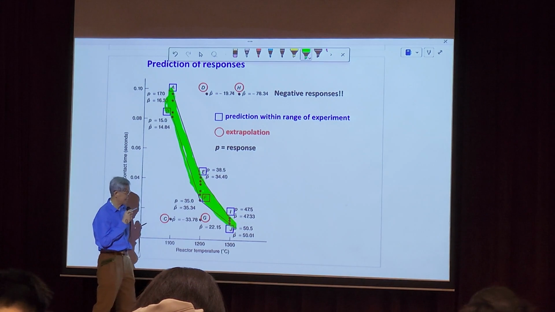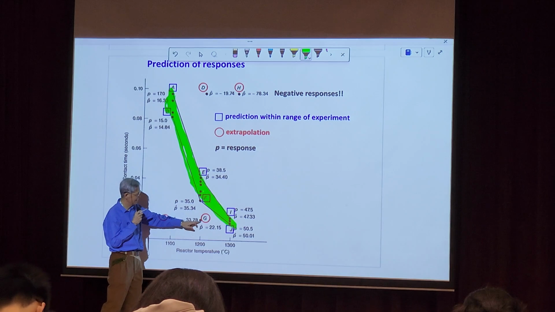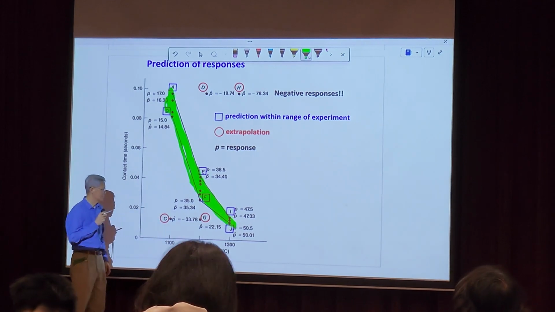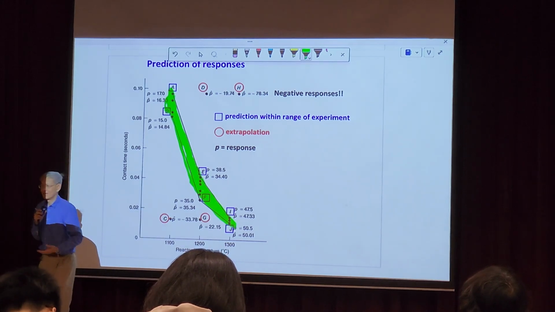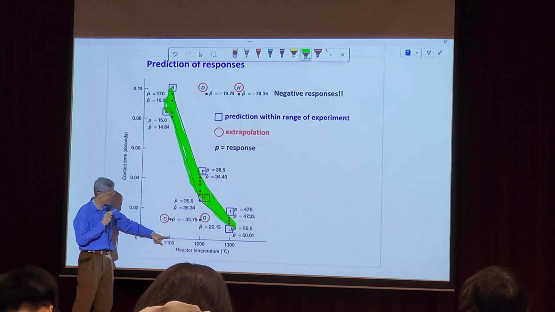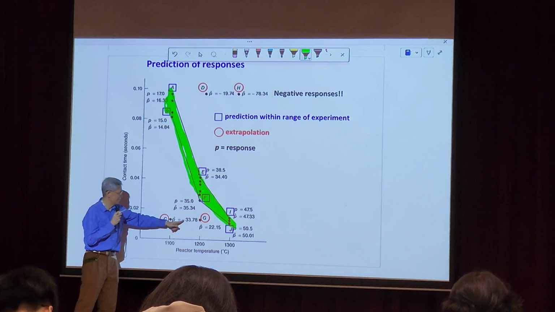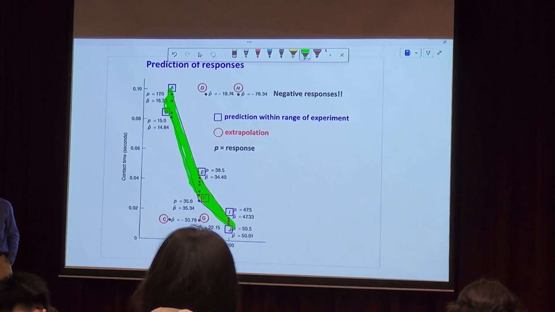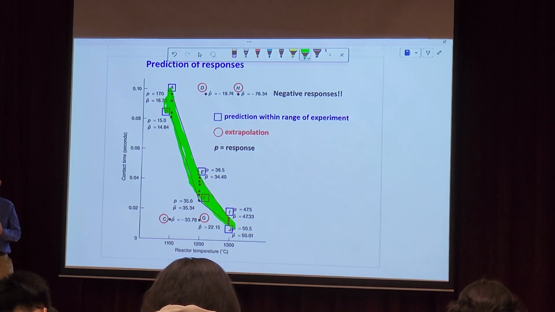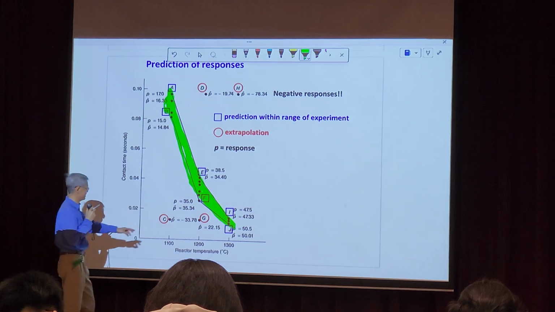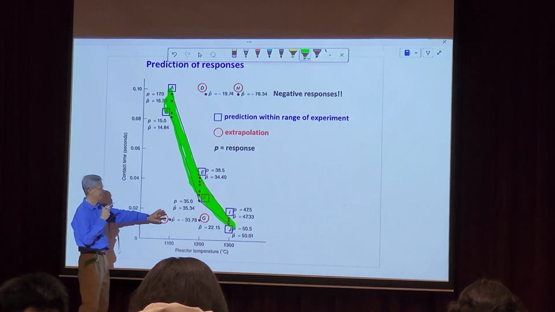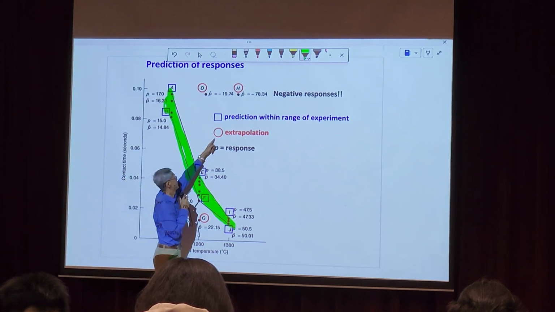Minus 33.79. So if I try out this point, it says your conversion will be 22.15. 22.15 maybe I can accept. But if the model tells me that if I set my temperature here, my contact time here, I'm going to get a negative conversion, what do you think? I say this is rubbish. If I perform the experiment, it's not going to be minus. At worst, it's 0. It tells me it's minus 33. So you can see this model is completely useless here. So this is extrapolation. Okay?